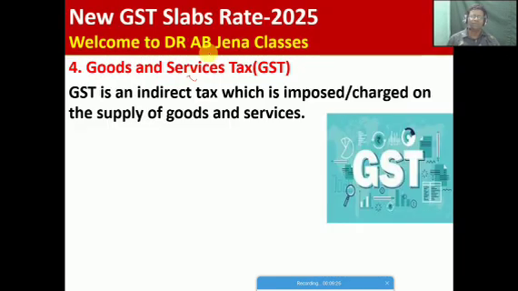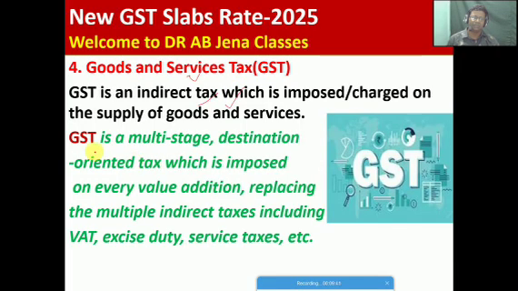Let's come to our main discussion, that is GST. So what is this GST? GST is an indirect tax which is imposed or charged on supply of goods and services. That is the meaning of GST. In simple language, GST is a multi-stage destination oriented tax which is imposed on every value addition, replacing the multiple indirect taxes including the VAT, excise duty, service taxes, etc.